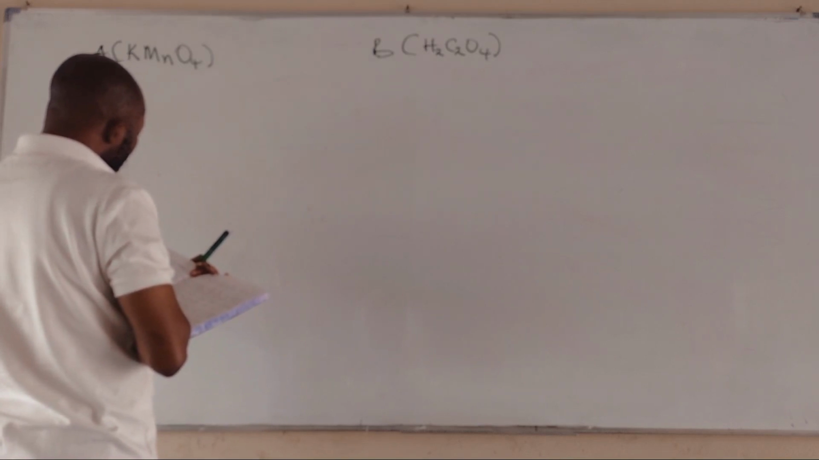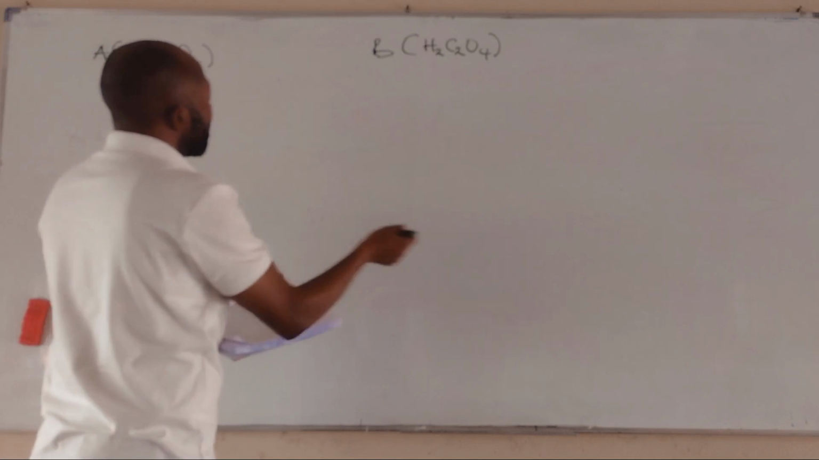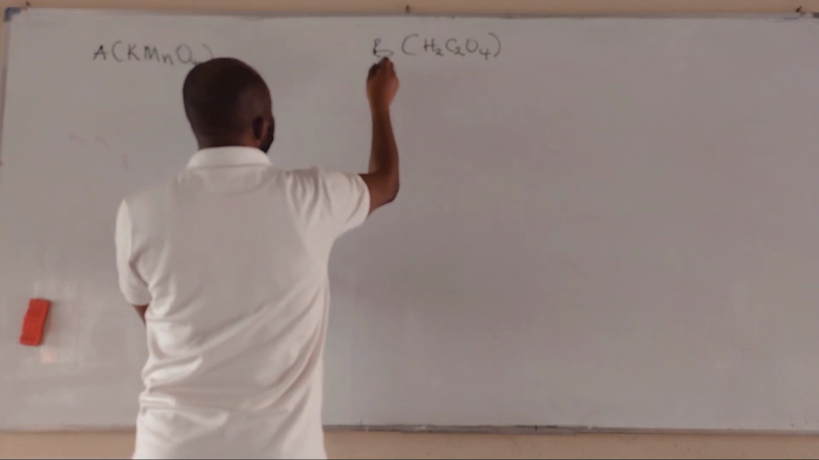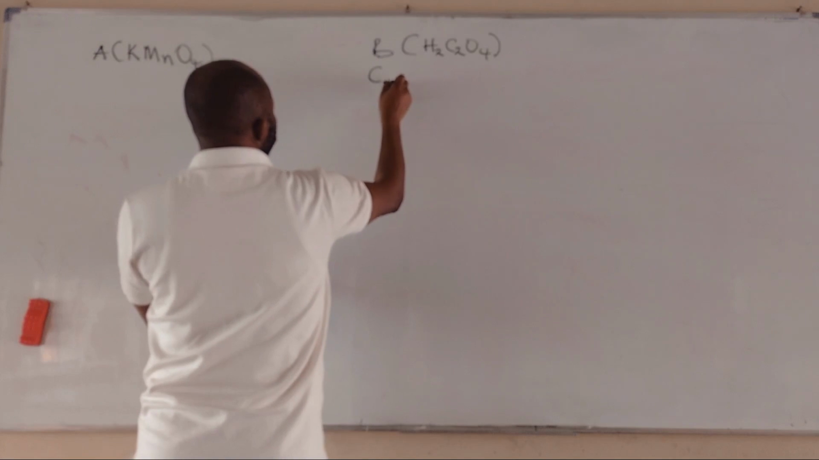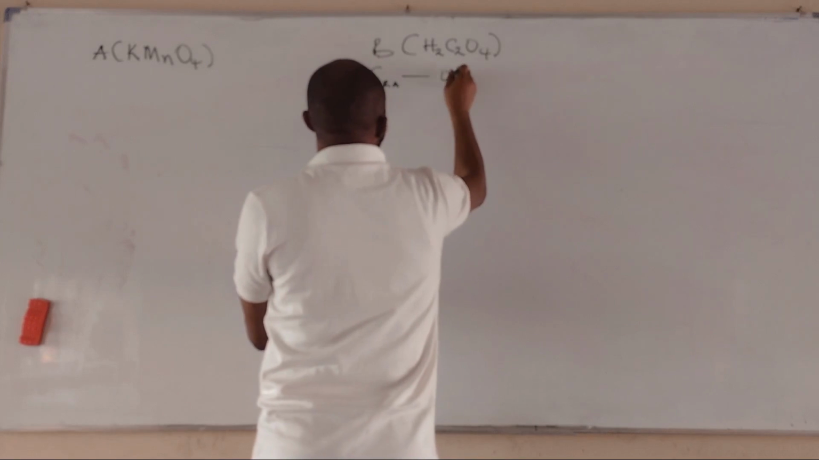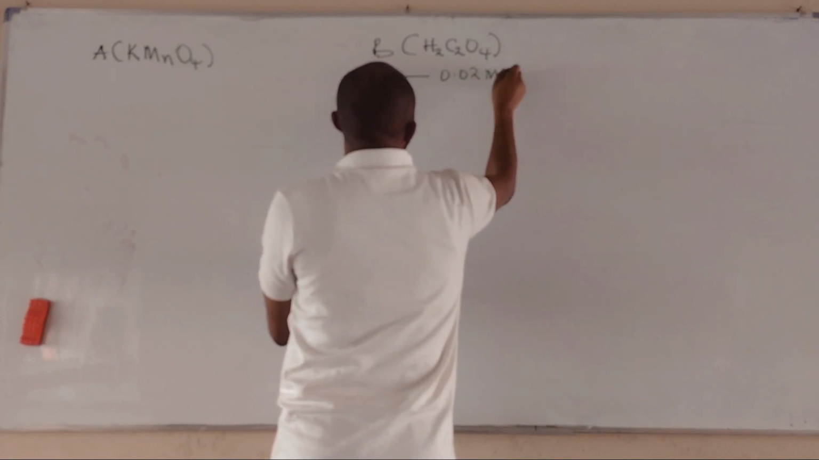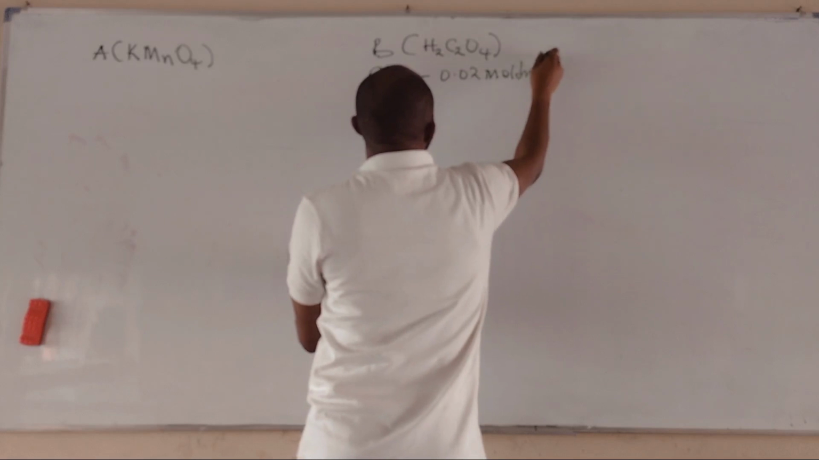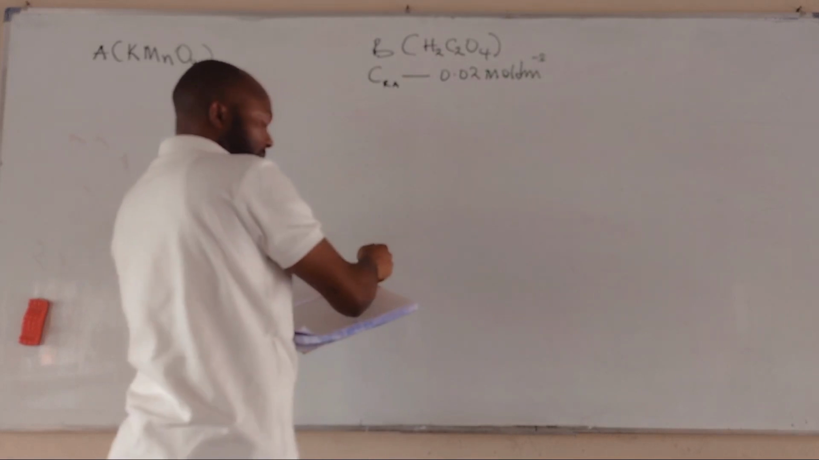Now, B is 0.02 mole per dm cube. Okay, now the concentration of the reducing agent is 0.02 mole per dm cube. So these are the given parameters.